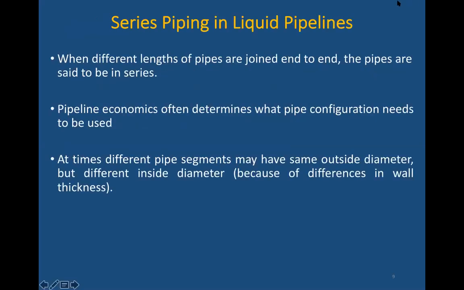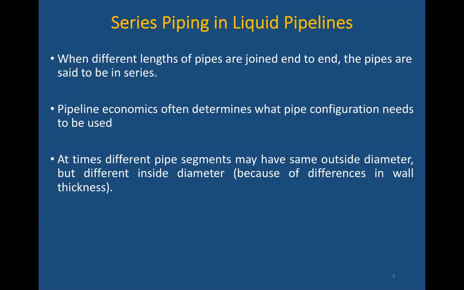So now let's think about the series piping in a liquid pipeline. Series piping, suppose we have one NPS 14 and NPS 16. Guys, I think you remember NPS 14 and 16, the diameter is 14 and the diameter is 16. So once you connect 14 and 16, and maybe another 20 in this way, then you will get a series pipe system.